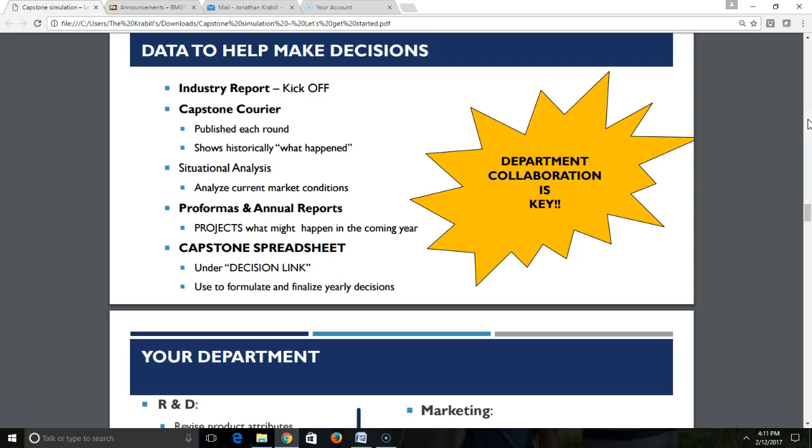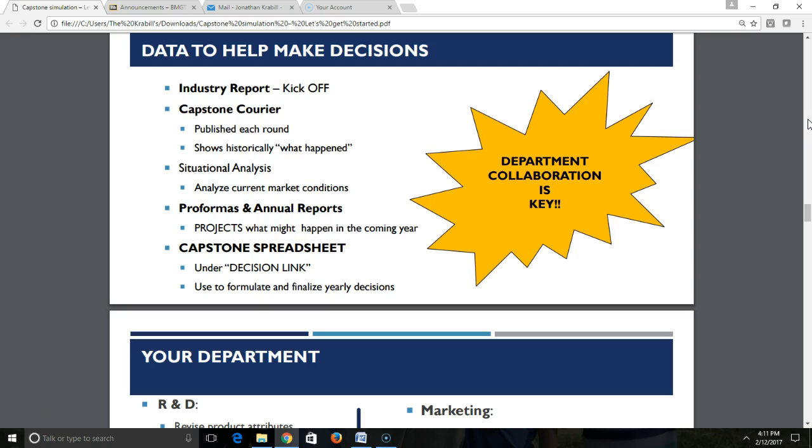So some of the data that everyone is going to have in order to make decisions, and I would just draw your attention really quickly to the blast on the right side of the screen. Everybody has to have communication and collaboration in this process. This is not strategy in silos. We have to work together. As we start the simulation, everybody has access to the same industry report. Everybody should go through it and understand their key areas.